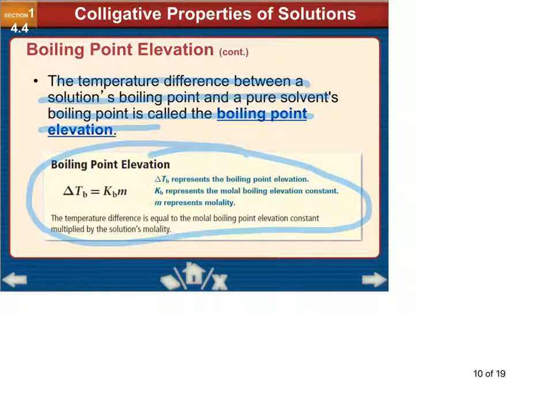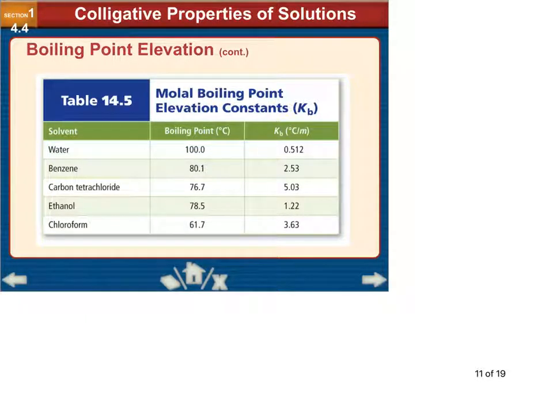Here we get the delta T, boiling point elevation, K, the molar boiling elevation constant, and m is the molality, little m. And each substance has a K given for it. Here we have water, benzene, carbon tetrachloride, ethanol, and chloroform. There are some various solutes in there, Kb.